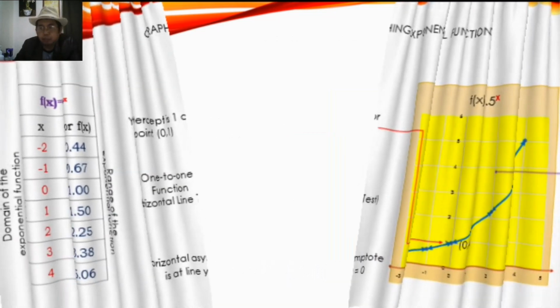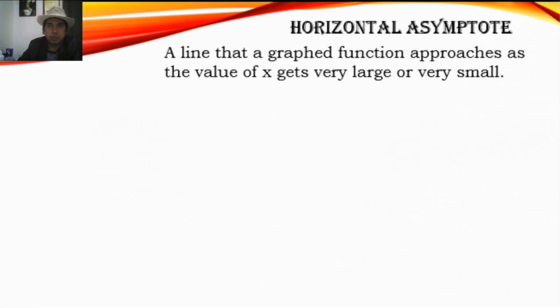The next thing that we will be looking into is the horizontal asymptote. The definition would be, it is a line that a graph of a function approaches as the value of x gets very large or very small. Now to understand this definition, allow me again to have a sample. I have in here an exponential function f of x is equal to 2 raised to x. So let's try to evaluate this one and try to illustrate it in a graph.